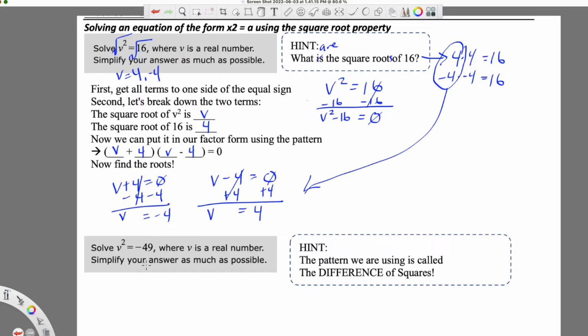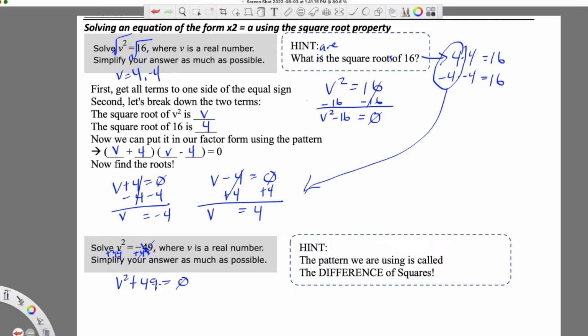So this one down here is a little different, because when I move that negative 49 over to the other side, just like I did with the 16, I'm going to add 49 to both sides. So I'd have v squared plus 49 equals 0. Because remember, I added 49 to both sides like this. I'm just kind of squeezing it in there. So the 49s cancel. That's why we have 0.